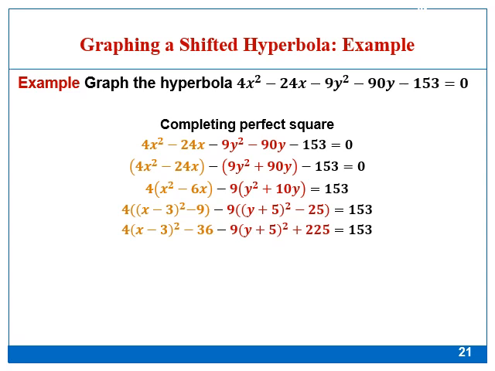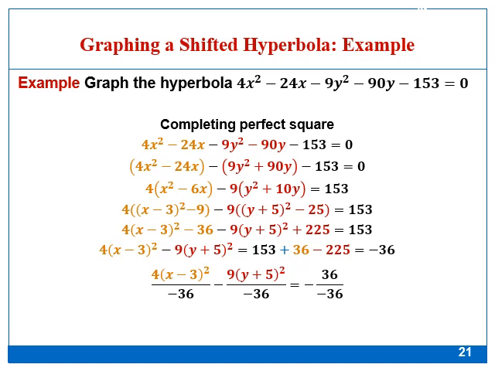Finally, we'll distribute the 4 over this bracket and the 9 over this bracket. So it will be 4 multiplied by x minus 3 all squared minus 36 minus 9 multiplied by y plus 5 all squared minus 9 multiplied by negative 25 is plus 225. We'll take all the numbers to the right hand side, which will add up to negative 36, and finally we'll divide by negative 36. We'll get this equation.